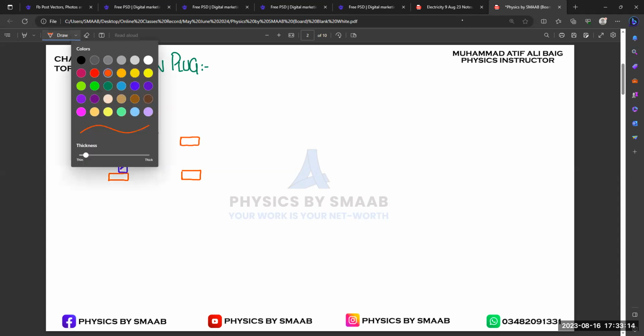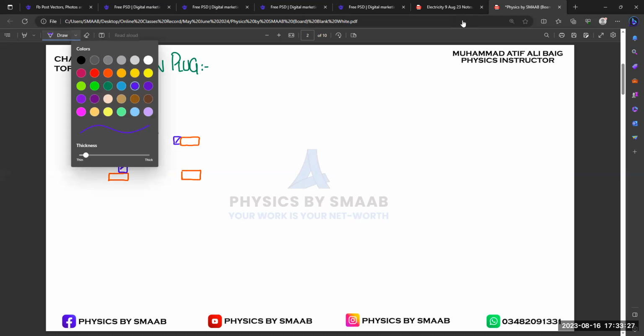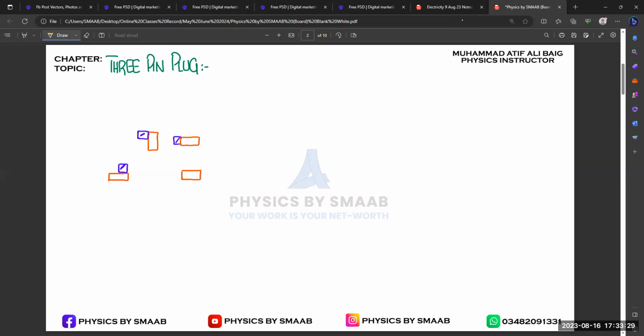And what is the purpose of that additional component? That is also very important. Then we wire with this component rather than the third pin. So now what is the difference? First of all, let's write the names of these components. Let's suppose the upper one is known as the earth wire.